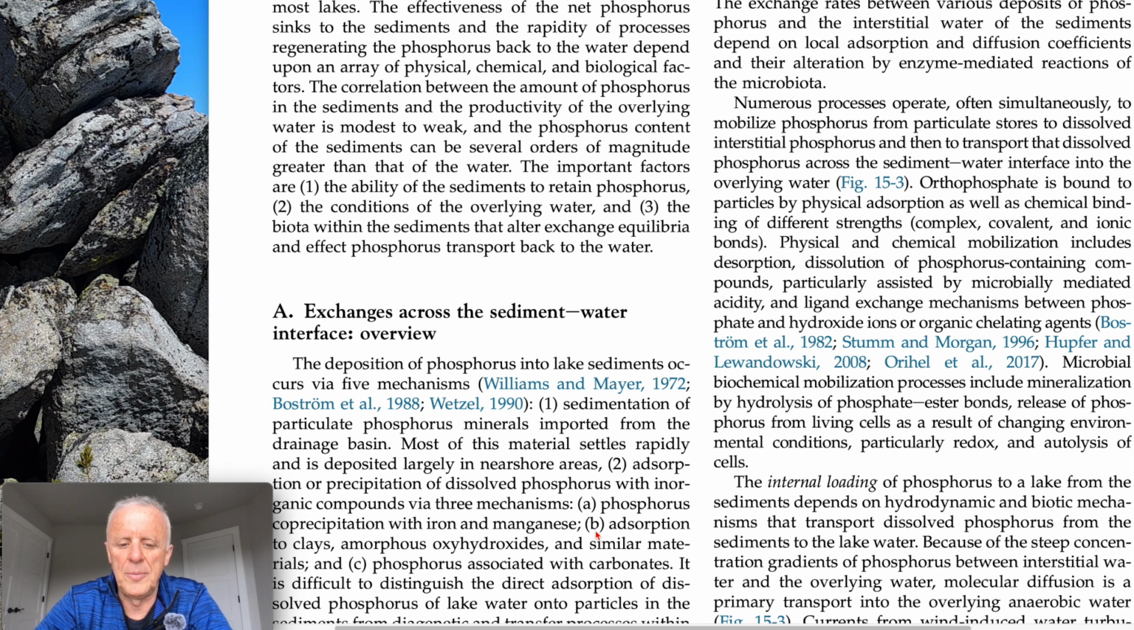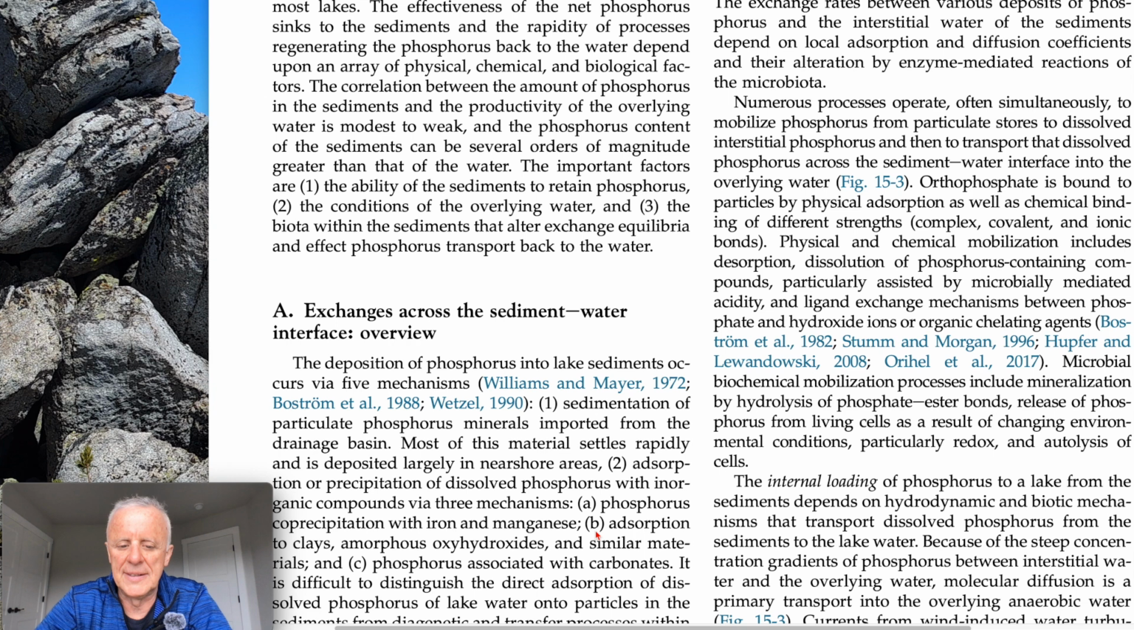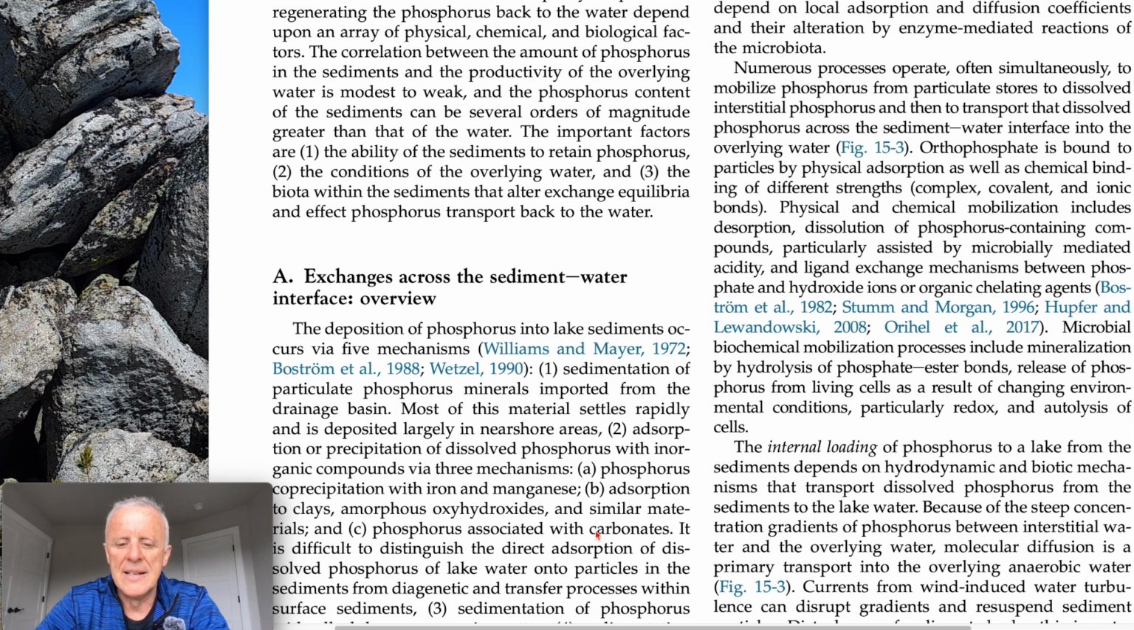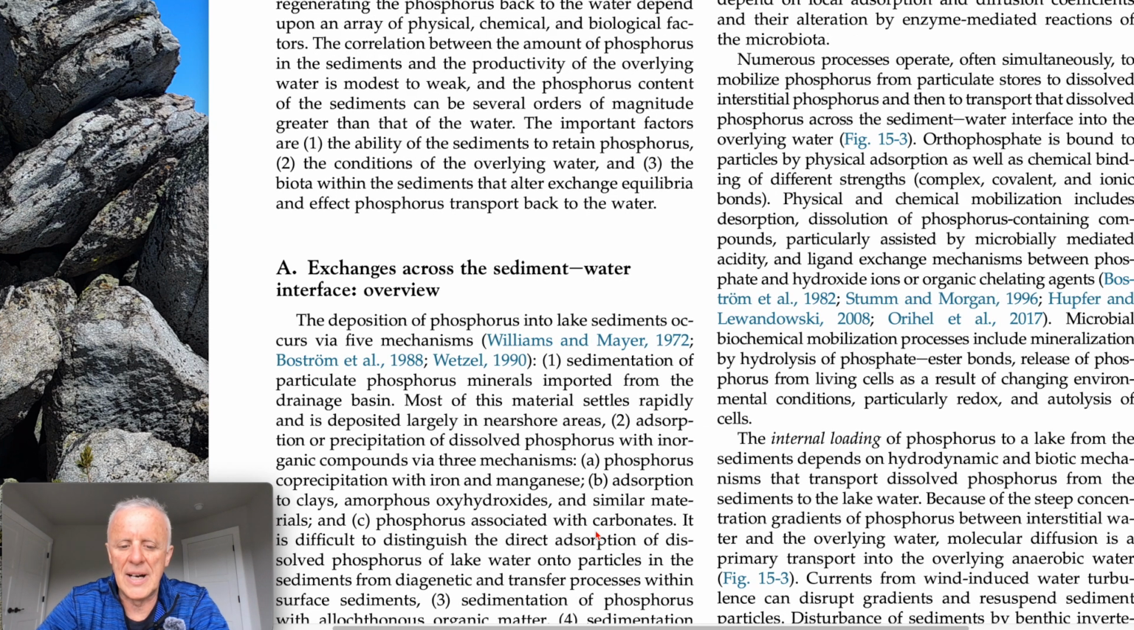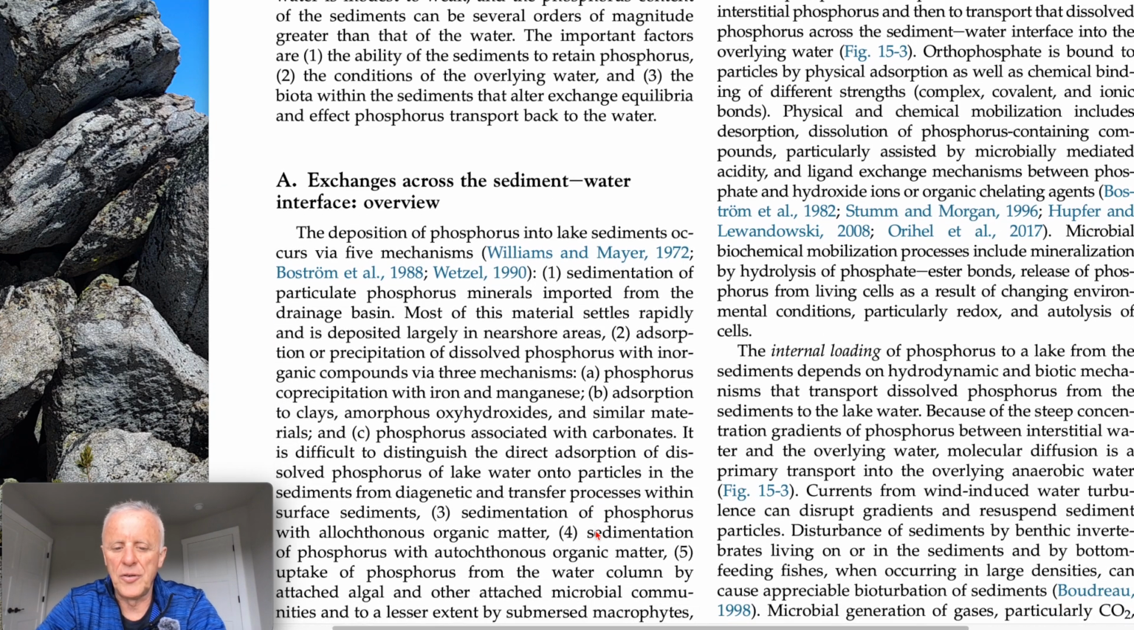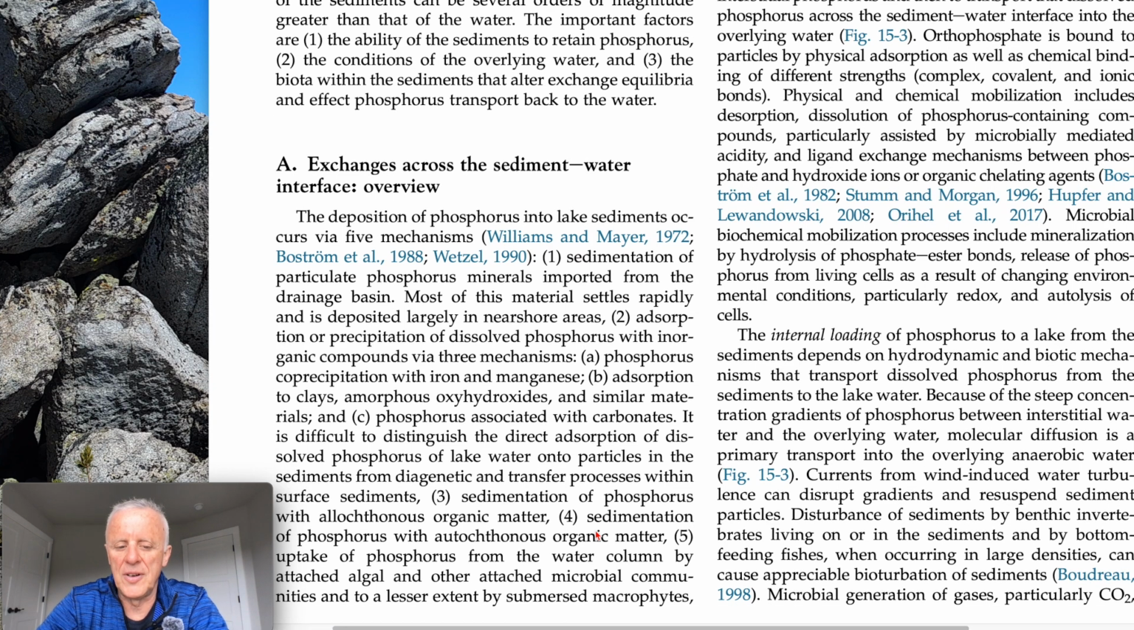Sedimentation of particulate phosphorus minerals imported from the drainage basin. Most of this material settles rapidly and is deposited largely in nearshore areas. 2. Adsorption or precipitation of dissolved phosphorus with inorganic compounds via 3 mechanisms: A. phosphorus coprecipitation with iron and manganese, B. adsorption to clays, amorphous oxyhydroxides and similar materials, and C. phosphorus associated with carbonates. It is difficult to distinguish the direct adsorption of dissolved phosphorus of lake water onto particles in the sediments from diagenetic and transfer processes within surface sediments.